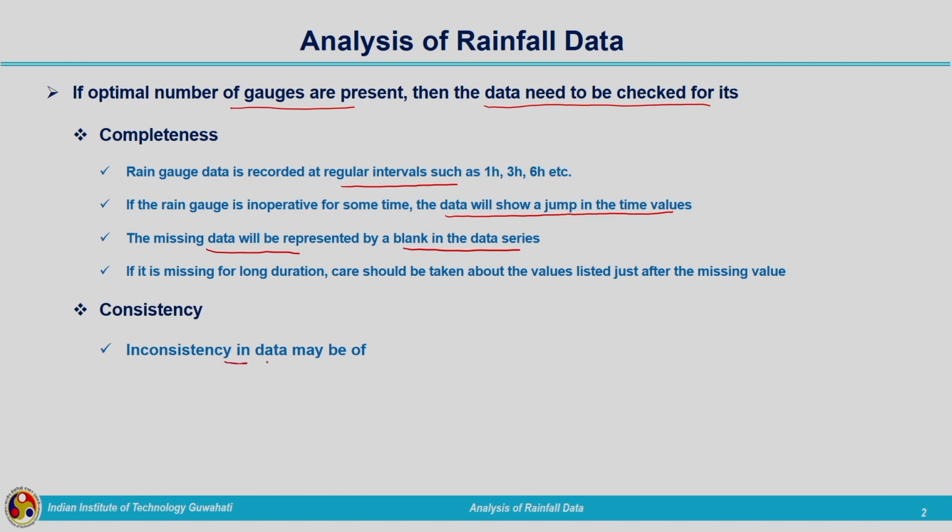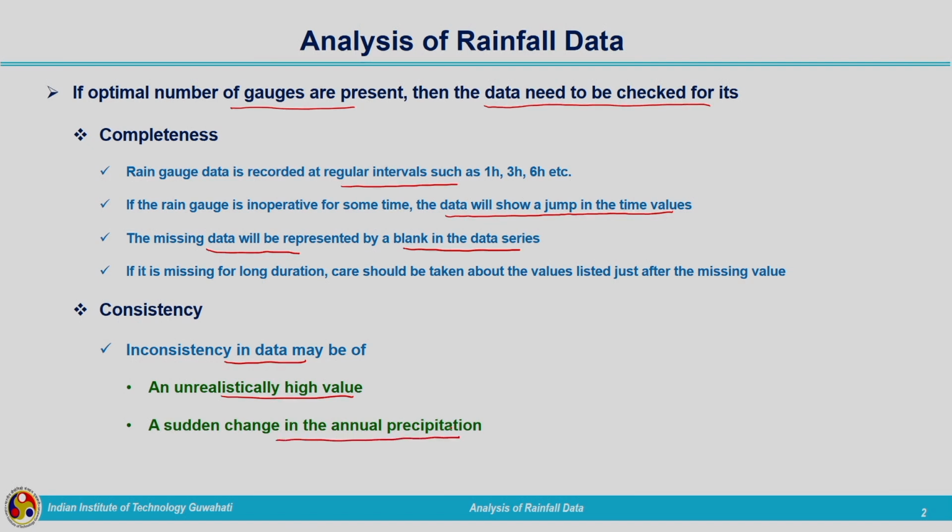Inconsistencies in data can occur in certain cases. Sometimes it will show unrealistically high values. We are having a rainfall data series for a long period, there are no blank spaces, but still some data points may contain errors, showing some very unrealistic high values, and sometimes a sudden change in the annual precipitation. We are expecting an annual precipitation of a certain value. Beyond that, there is a sudden increase or decrease in certain years which was not experienced by us or which was not recorded, then we need to check the consistency of the rainfall data series.